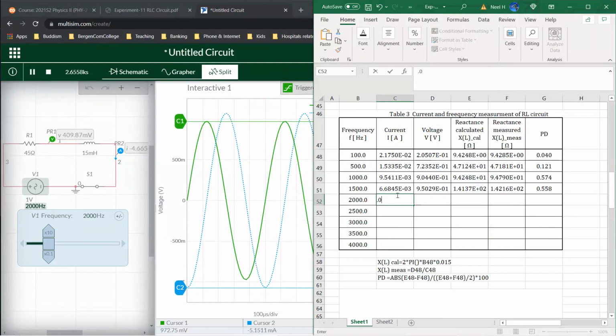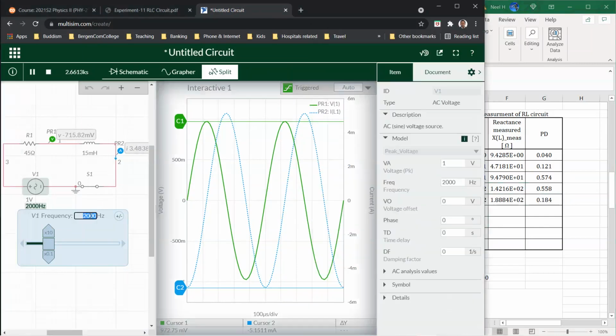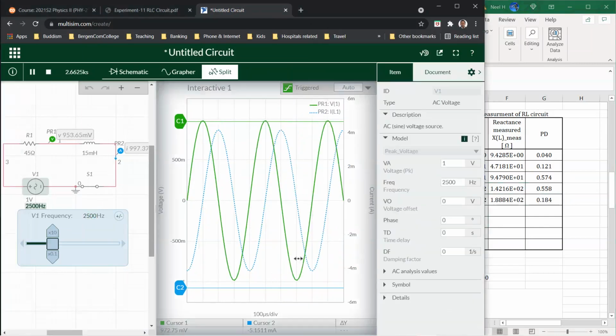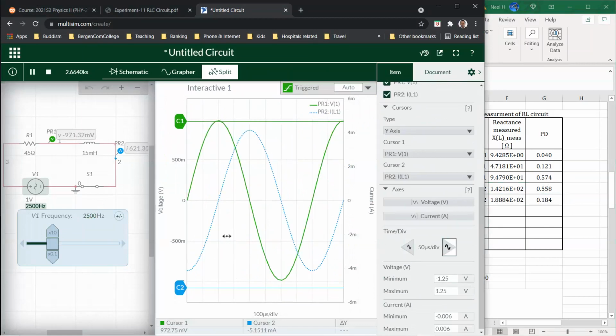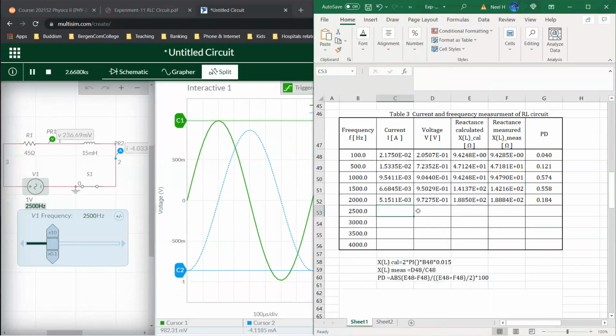Current is 0.005151 and the voltage is 0.97275. So let's check it out. Looks good. Okay, we'll do 2500. You have to move both cursors for each case in this setup, because both numbers are slightly changing, so we have to measure carefully.